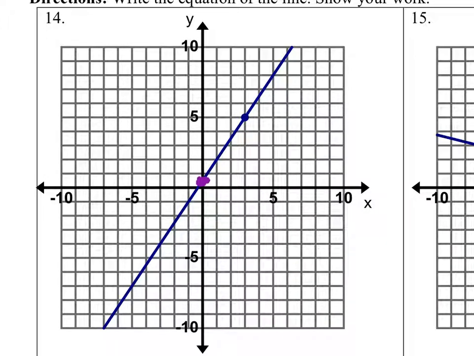So let's figure out another point on the line that we can use the slope for. And I see this one. Yeah, and the dotted one, yep. So the two points I got 3, 5.